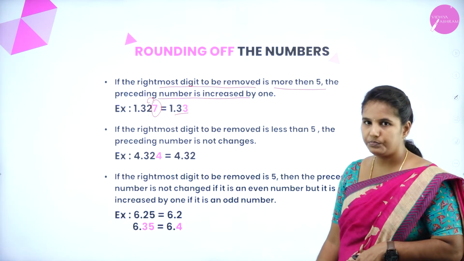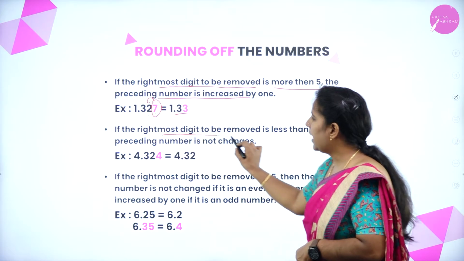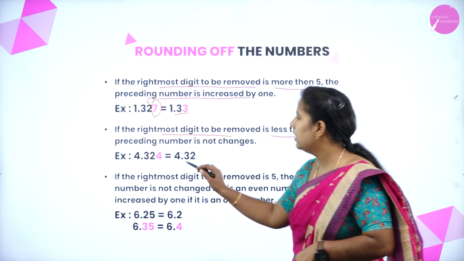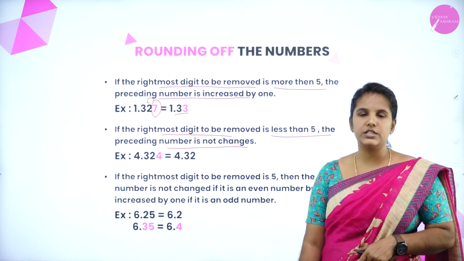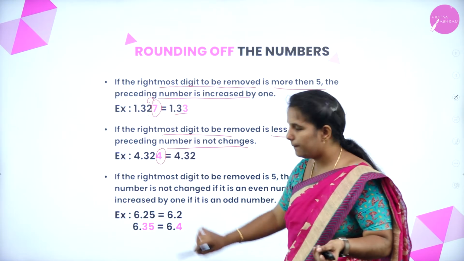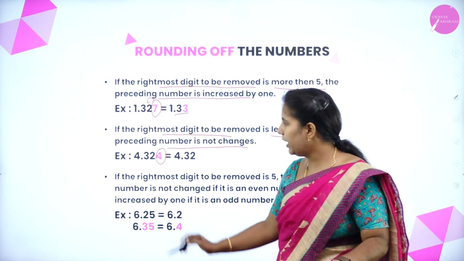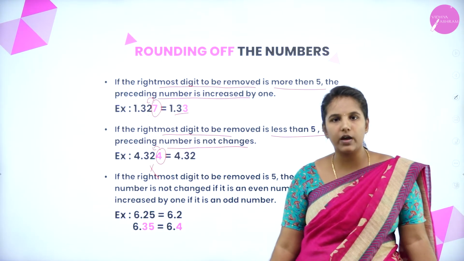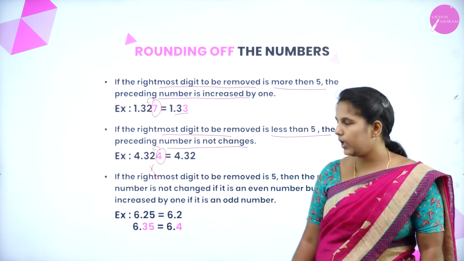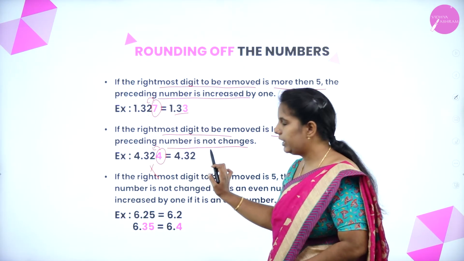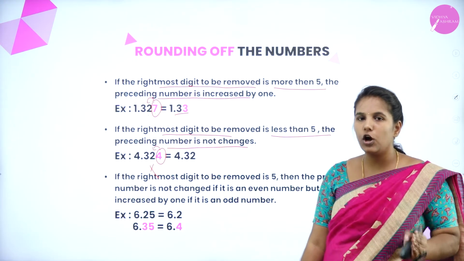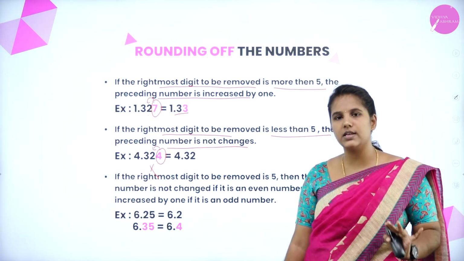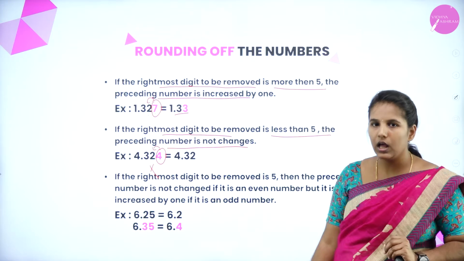Coming to rule 2. Rule 2 says that if the rightmost digit removed is lesser than 5, then the preceding number will not change. If you remove the last number and it is lesser than 5, the preceding number will not change. It should not be increased by 1. It should be kept as it is. So it becomes 4.32 only. If you remove it, we should not increase any number or do any subtraction. We have to keep the result as it is, according to the rule.